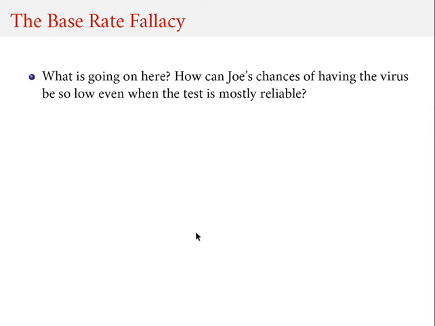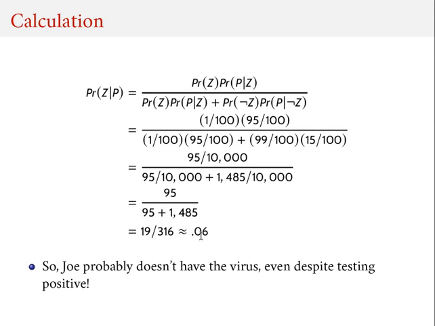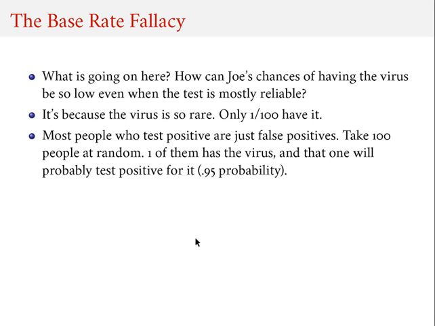How can Joe's chances of having the virus be so low, even when the test is mostly reliable? The reason is that the virus is very rare. Only 1% of people have it in the population. And the very low unconditional probability of him having the virus drags this conditional probability down to being very low. So let's think of this in a slightly different way. Most people who test positive are just false positives.